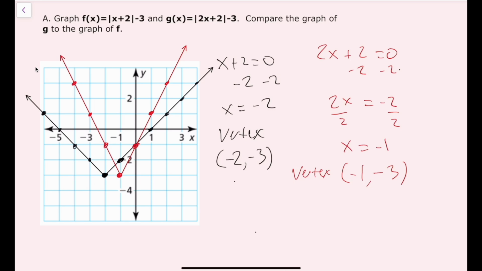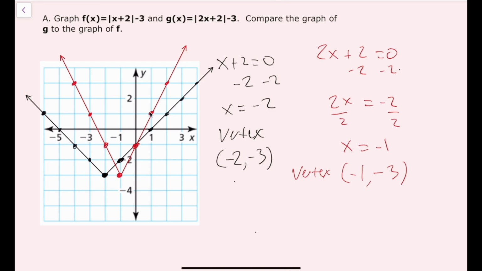And now it's asking me to compare the graph of g to the graph of f. Well, if I look at this, I see that I have a number inside of my absolute value expression, and that's the only difference. The rest of it's the same. The plus 2 is the same, the minus 3 is the same. So this 2, remember, if I'm multiplying a number inside, that's going to be a horizontal stretch or shrink, and because the 2 is actually above 1, remember, things on the inside are backwards for horizontal changes, so that's actually going to be a horizontal shrink.